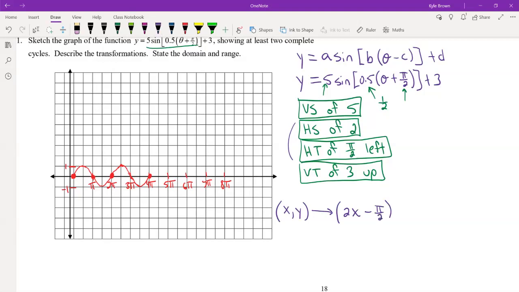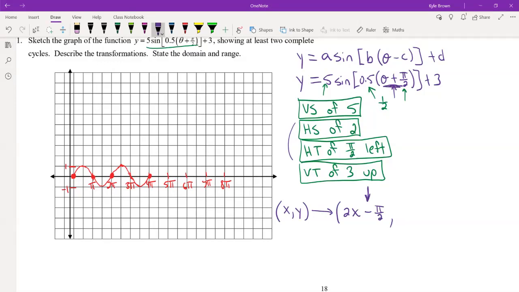And this always confuses people. It actually is minus. It's the opposite in the equation from the way it actually is in the mapping notation, right? So it really is 2x and pi/2 to the left, okay? So there's our x.